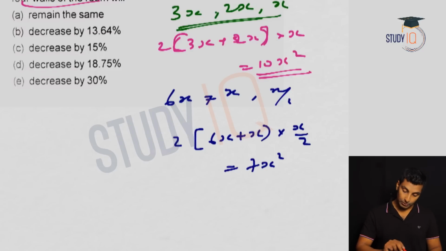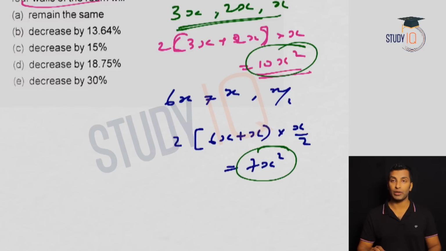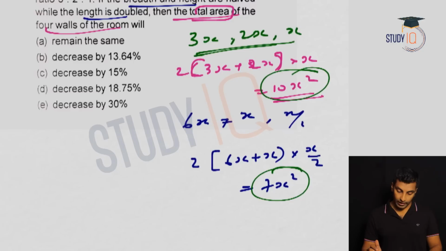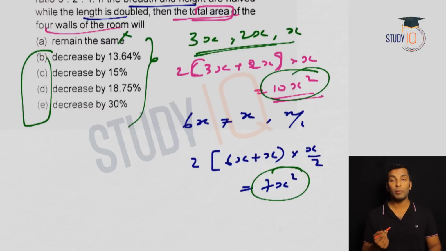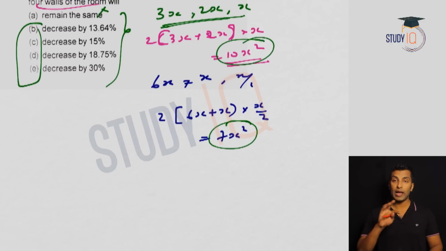So first case you got 10x square, second case 7x square. So what is the change? Clearly it is decreased, right? So it is decreased by what percentage is what you need to answer here. So this is obviously not correct and all other options say decrease. So how much decrease? We need to get the percentage. How will you calculate the change?